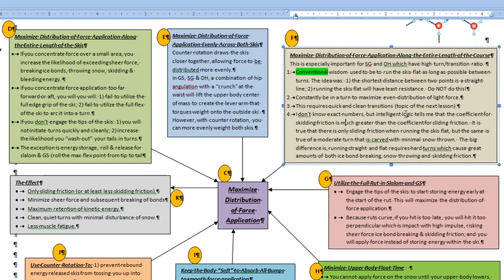But intelligent logic tells me that the coefficient for skidding friction is much greater than the coefficient for sliding friction. Right? It is true that there is only sliding friction when running on skis flat, but the same is pretty much true of a moderate turn that is carved with minimal snow being thrown. Right? You're just running sliding friction. Now, granted, that sliding friction is going to be nominally more than running it flat, right?